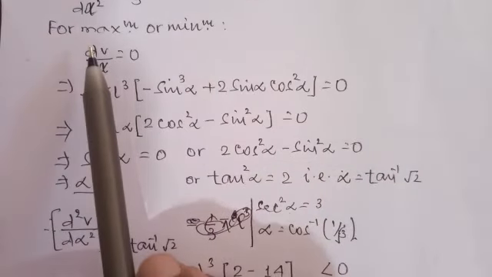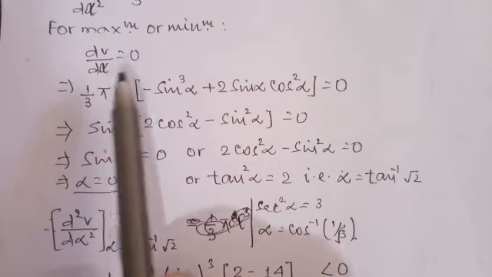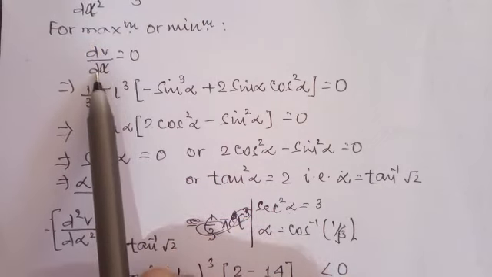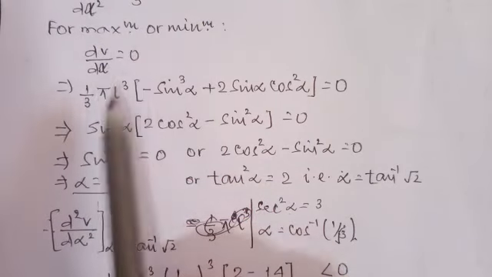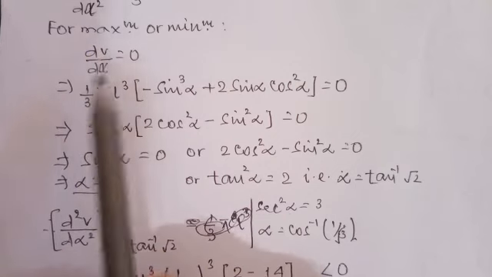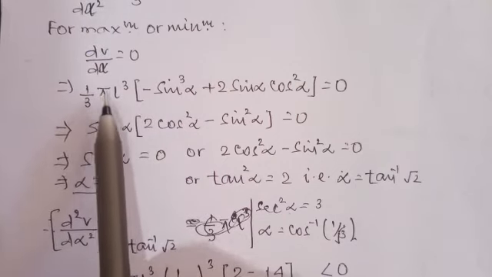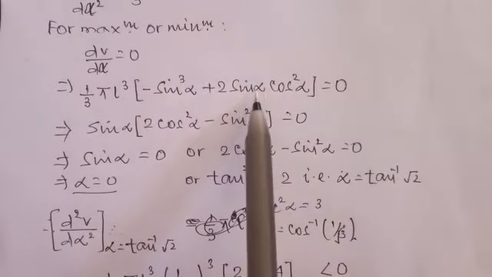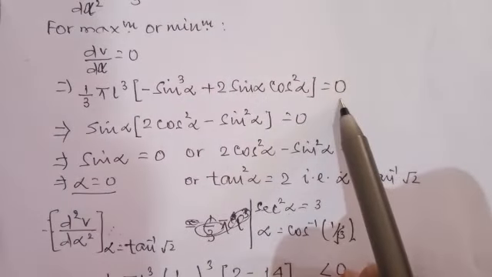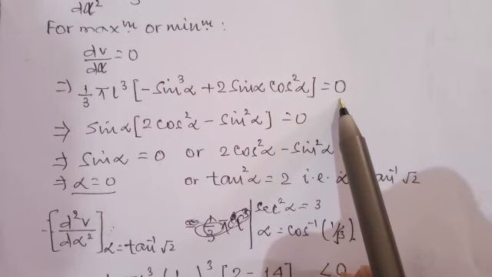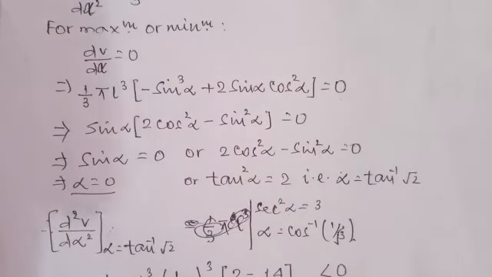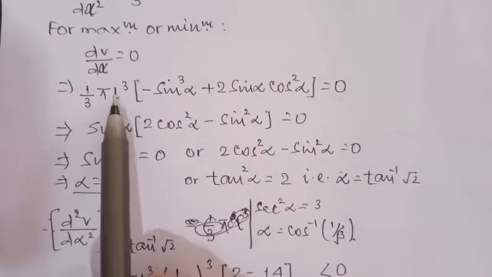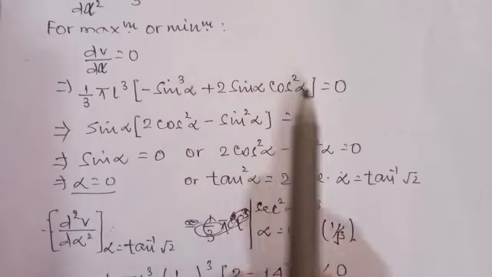Now when dV by d alpha is 0, for maximum or minimum always put dV by d alpha equal to 0. You have calculated the value of dV by d alpha, which should be 1 by 3 pi L cube into minus sin cube alpha plus 2 sin alpha into cos square alpha. This will be 0. Simplify this one and calculate the value of alpha. First of all, 1 by 3 pi L cube is constant. So on the right side it becomes 0.